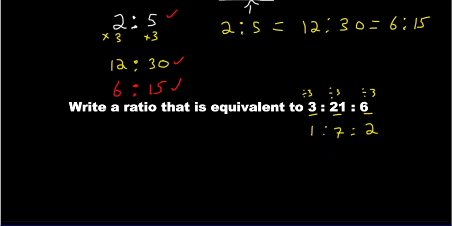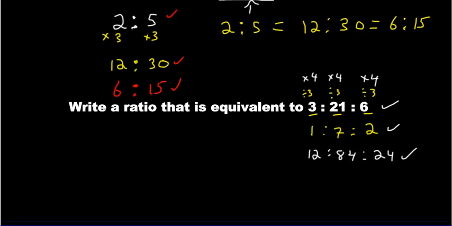You can also choose a different number. You can multiply by 4. Multiply the second term by 4 and the third term. And then you would get what? You get 12. Multiply this, you get 84. Multiply the third one, you get 24. And these 3 ratios, all 3 of them are going to be equivalent to one another.